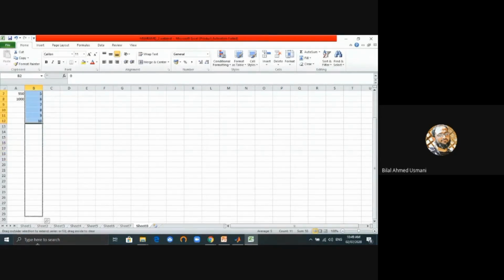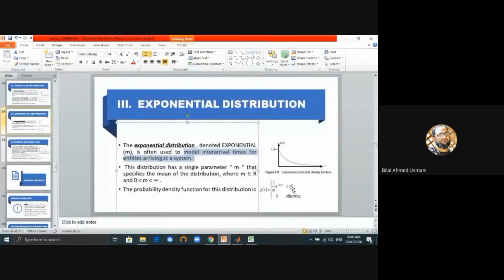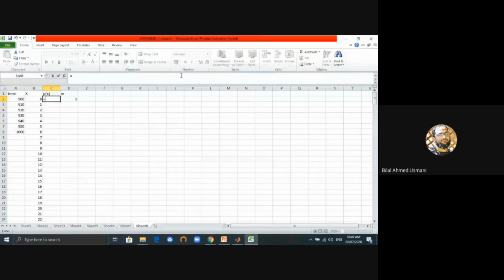Let it be like that, between 251 customers. So the most likely number of customers between 9 and 10 is 5. Let's try finding these values by using an exponential distribution. What is the PDF? It is 1 upon m, e to the power minus x upon m. What is m? It is the value in cell D2, multiplied by exponential of minus x upon m.